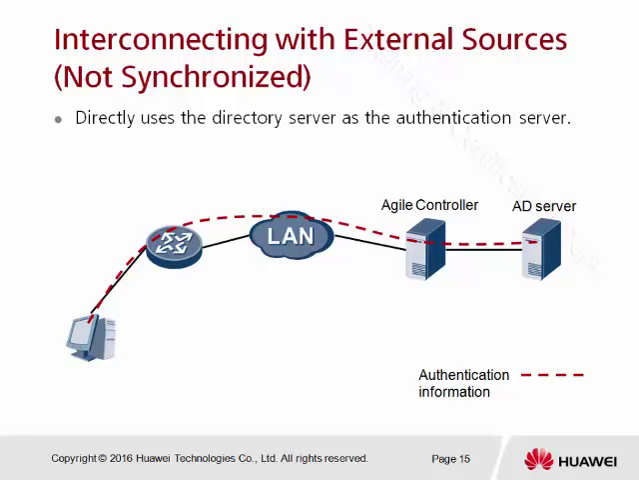When it is not synchronized, that means right now the Agile controller and the AD server are not synchronized. So when the user wants to access the network, the first thing they need to do is pass authentication from the AD server. They need to give the username and the password. You can see the line actually points directly back to the AD server. The Agile controller basically doesn't do anything. It just helps the client redirect the packet to the AD server.